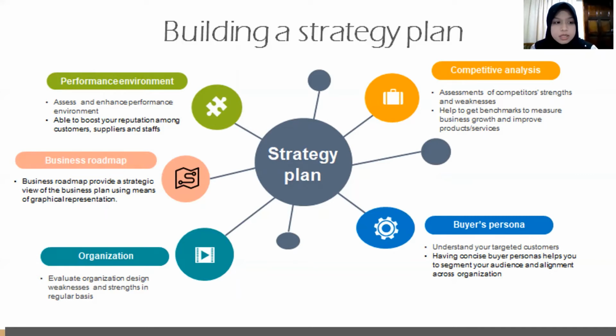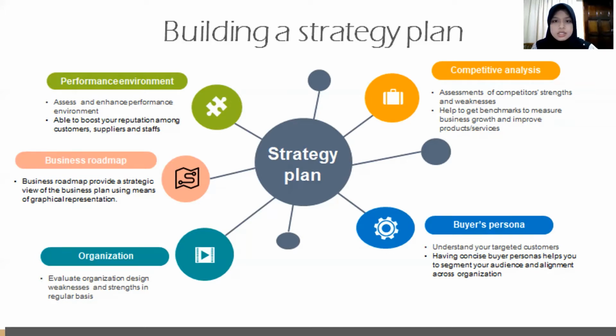So business roadmap basically provides a strategic view of the business plan using means of graphical representation. So this is where it's providing information such as where the business is going and providing market analysis in the form of graphical representation. And the next one is organization.